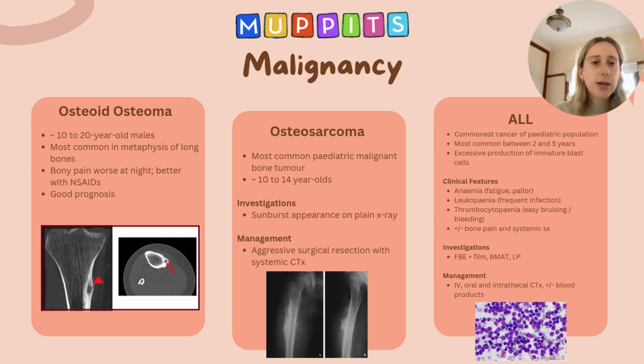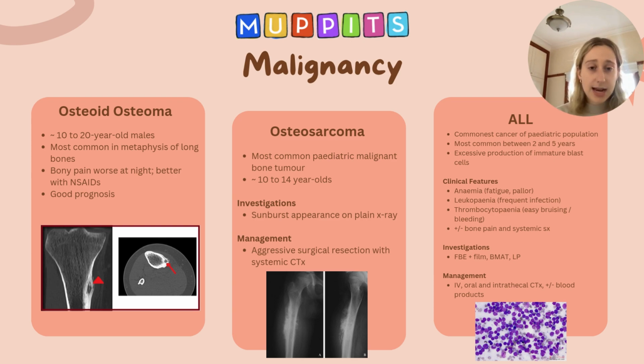So we're going to have our anemia, which is going to cause fatigue and pallor. Leukopenia, the child then might get quite frequent infections, and thrombocytopenia, they're going to have that easy bruising and bleeding. You might also have some systemic symptoms and bony pain, but not always. But I guess in a child presenting with limp, bone pain is going to be quite apparent.